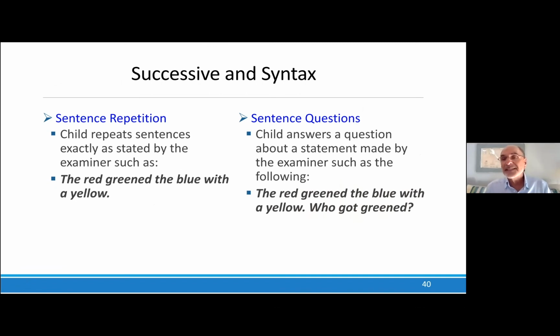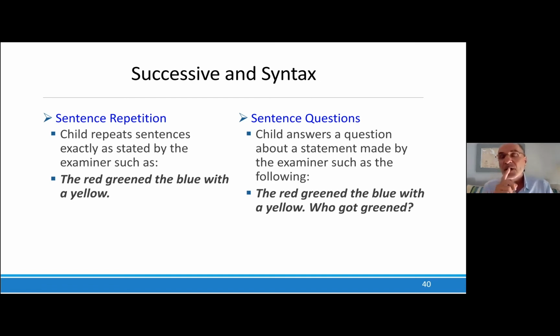We want to get at syntax because syntax demands sequencing, and that's what successive processing is all about. So we have for the little kids a sentence repetition, which is really funny because it has just weird words. So we say to the child, "The red, green, the blue with the yellow." And the child has to repeat that perfectly for credit. So it's all about the syntax.